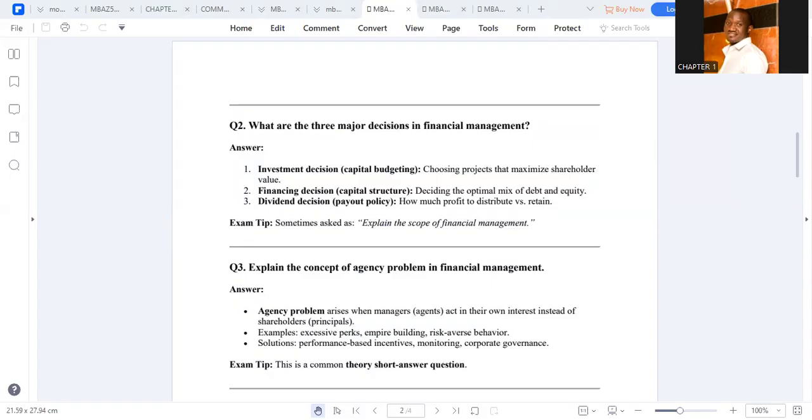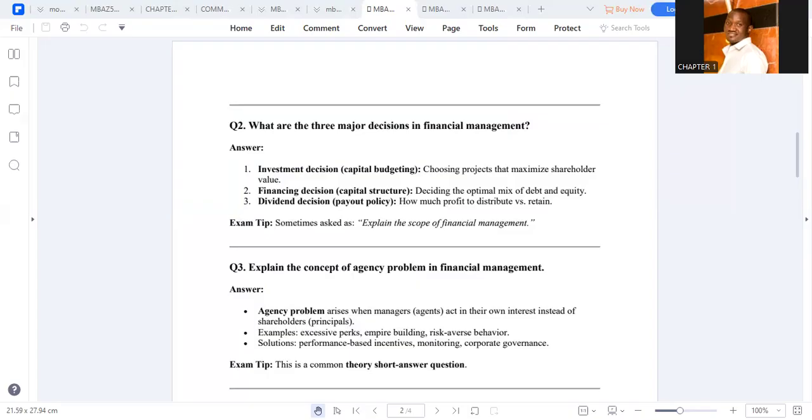Managers also make what we call investment decisions. This is capital budgeting, where you allocate a firm's funds to generate maximum returns to increase shareholder value. So here it looks at evaluating long-term projects like buying new machinery or expanding into new markets.